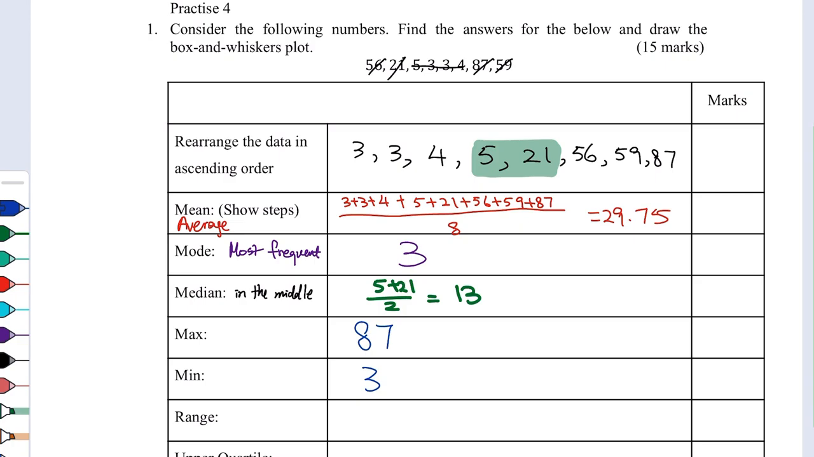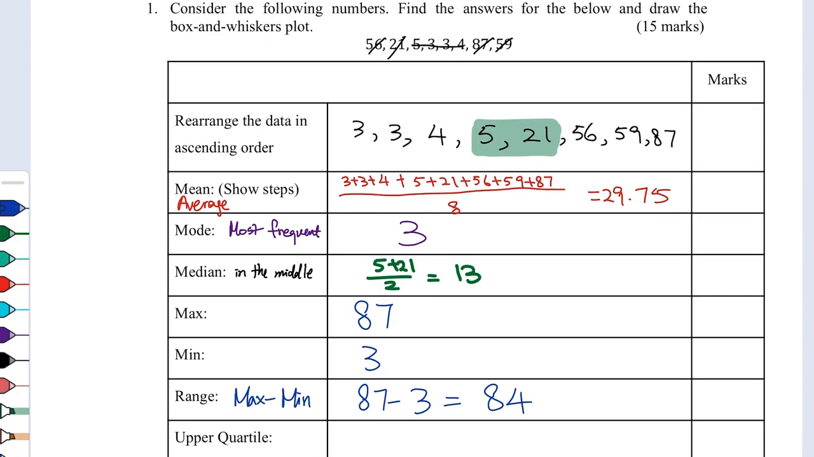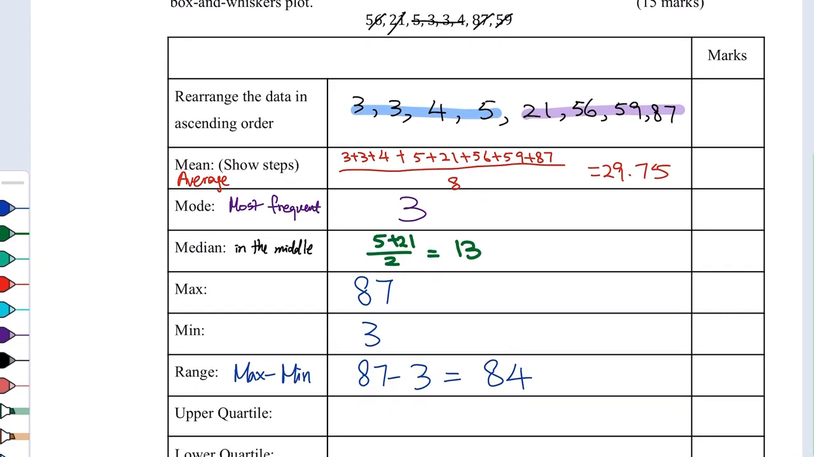And then range. Range means the maximum minus the minimum, which means 87 minus 3, which is 84. Now this is hard, right? Upper quartile and lower quartile. So remember we divided it into 2 different groups. This is our first group and then this is our second group. Okay, half here, half here. This is called the lower part. This is called the upper part. Upper part is bigger. And then from the lower part, again find the one in the middle and that will be called lower quartile. Same for the above. Again find the one in the middle and that will be called the upper quartile.